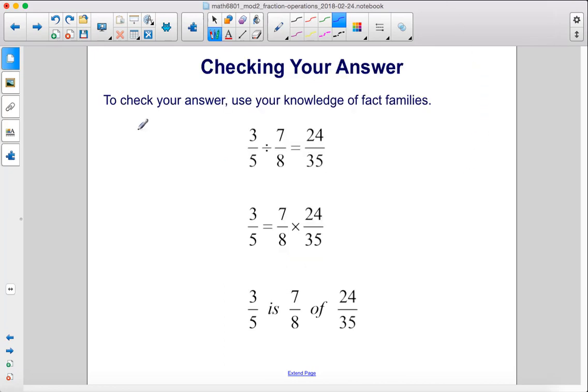To check your answer, use your knowledge of fact families. 3/5 divided by 7/8 gives us 24/35. Therefore, 3 over 5 equals 7/8 times 24 over 35. 3/5 is 7/8 of 24 over 35.